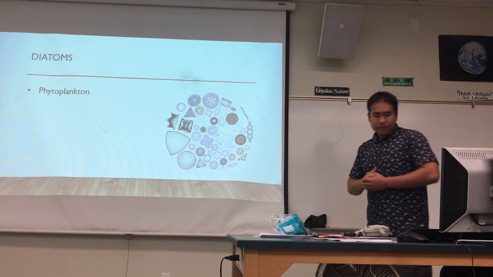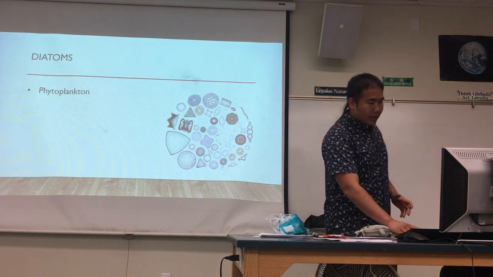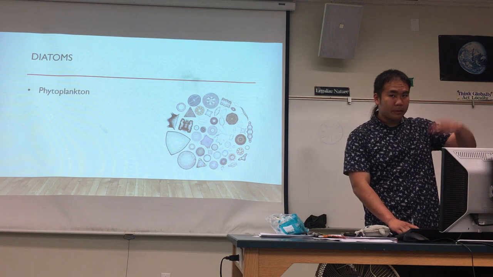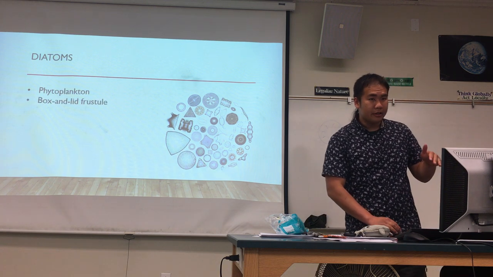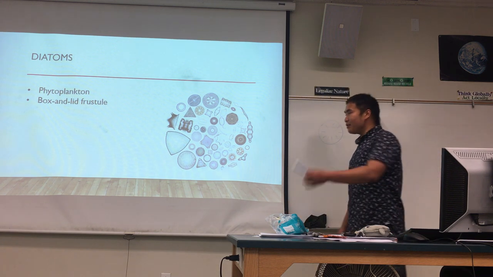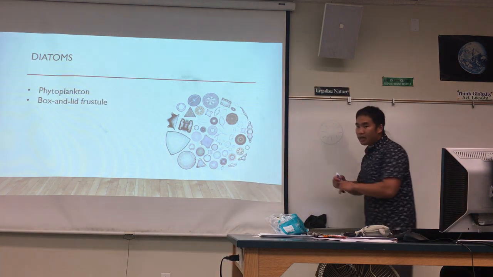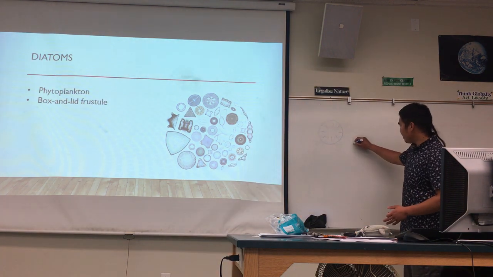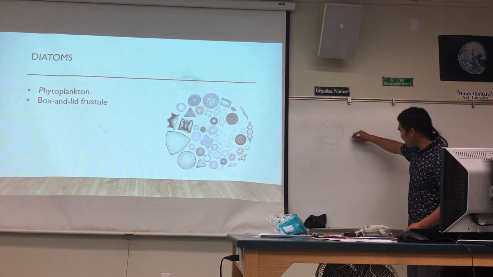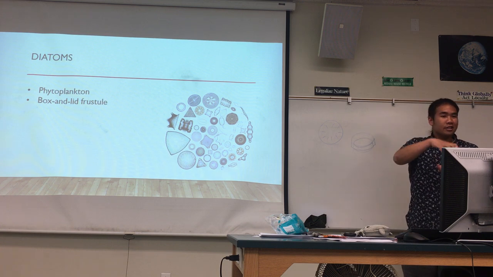Okay, so diatoms are a type of phytoplankton, right? And they have a really peculiar shape, right? So first of all, they're circular from the bird's eye view, but from the side view, it looks like a box, okay? So people say it looks like a jewelry box. Scientists use this word, box and lid frustule, to describe its shape, because when you look at it from the side, it actually looks like you got the bottom box and then you got a lid that fits over it. Does that make sense? Right? So it's like two cylinders.